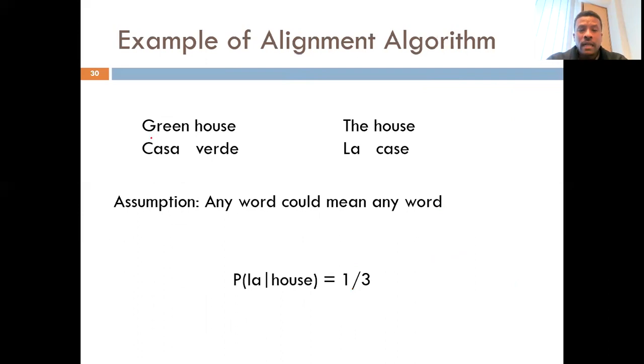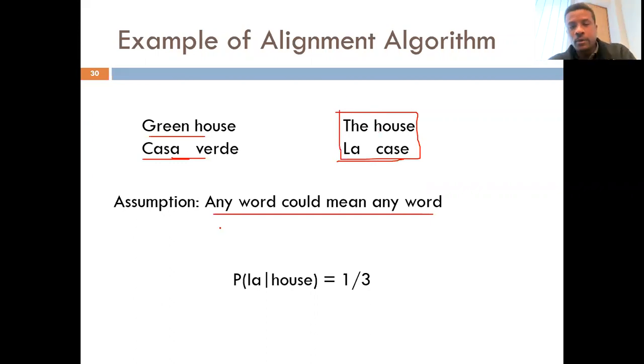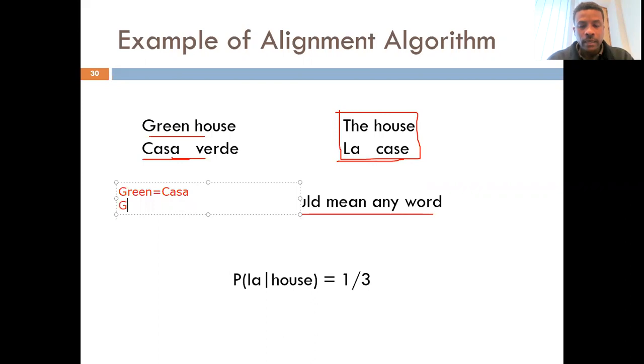Some examples of an alignment, for example, "greenhouse" is "casa verde", "the house". So it's a translation that we have. What it does is calculate the probability; for example, any word could mean anything. Mind you, this is a parallel corpus, blend and the other one, these are the two parallel corpora that we have. So let's have some description. The word green can mean "casa", and the word green can also mean "verde". The word house can mean "casa". The word house again can mean "verde".